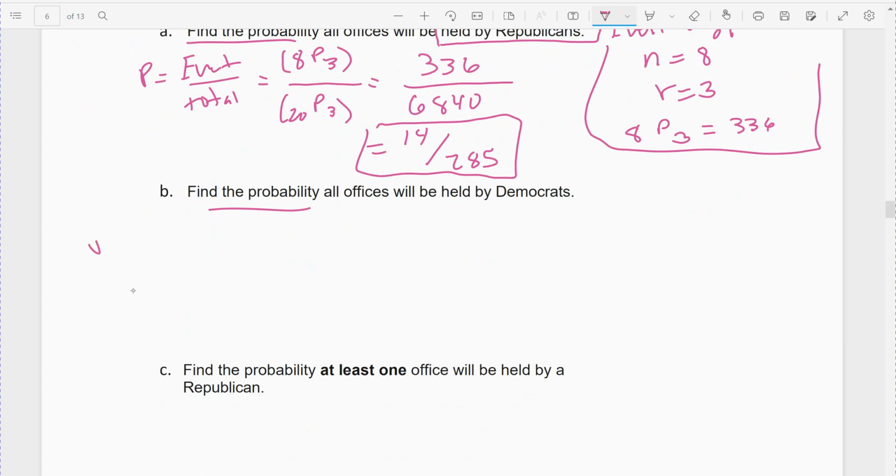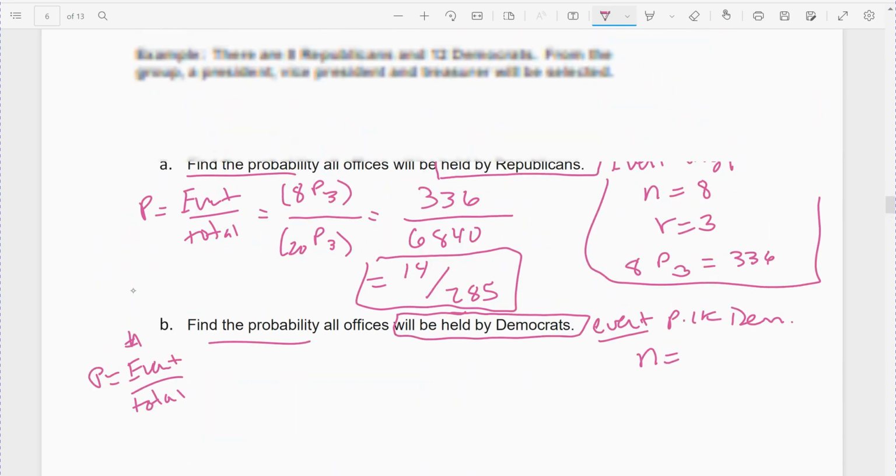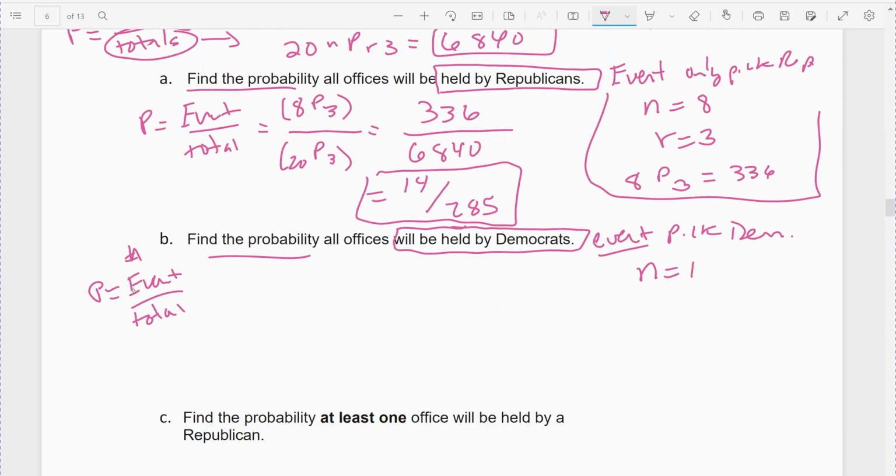Find the probability. So again, probability would be my event over my total. Right, number in my event over my total. This time, what's the chance that we get all of them held by Democrats? So there's my event. We only pick from the Democrat group. So instead of selecting from everybody, I'm only selecting from the 12 Democrats. So N is 12. I'm still going to pick 3. But I'm picking 3 from the Democrats only. And so my event is 12 permutation, choose 3.